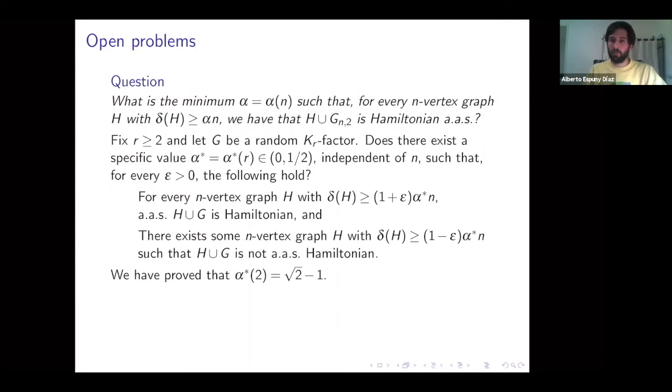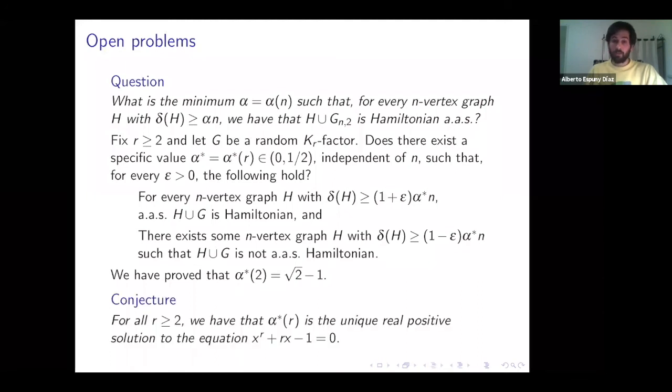But I think the question is quite interesting for all values of R and perhaps for other graphs as well. And we have a conjecture for all other values of R, which is that this value exists and it should be given by the unique real positive solution to this equation that I'm showing here. And I'll just say that the reason why we make this conjecture is that the same counterexample as for one-regular graphs gives this lower bound here. So starting with a complete bipartite graph and adding this random KR factor on top gives you this equation here, basically. And I'll stop here.